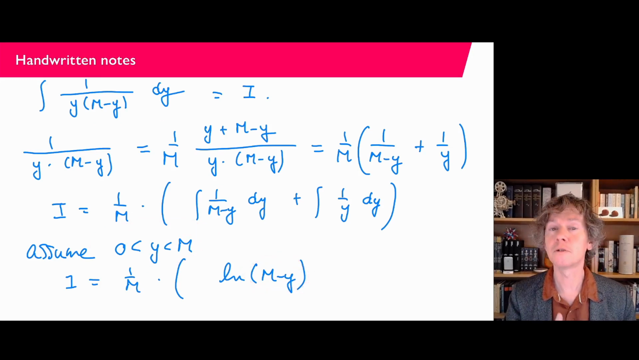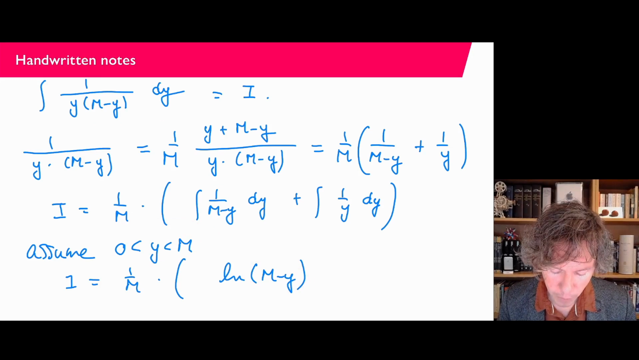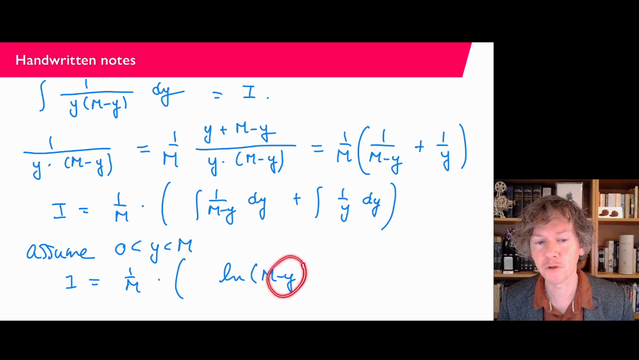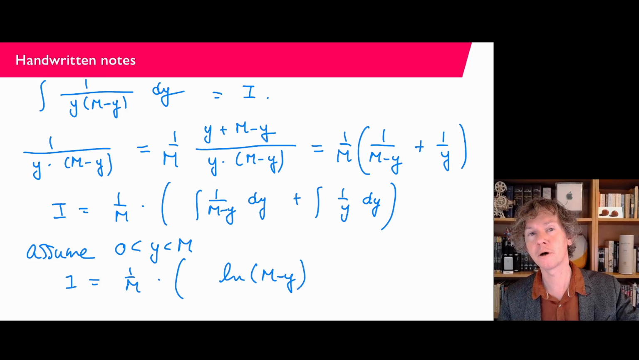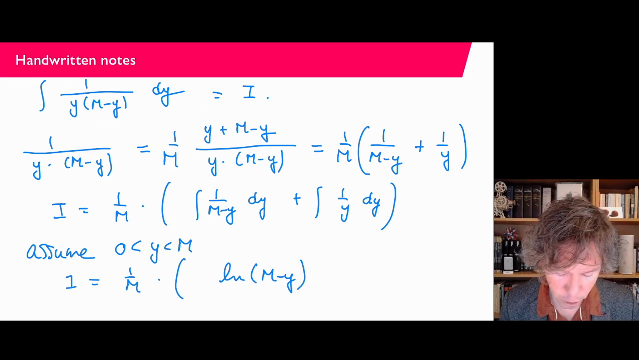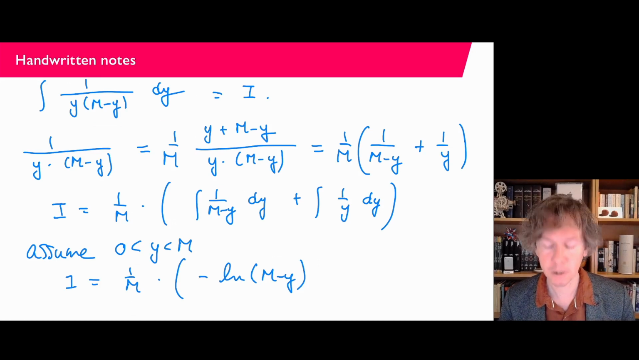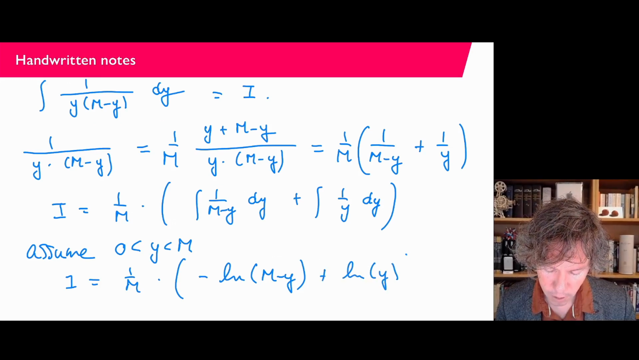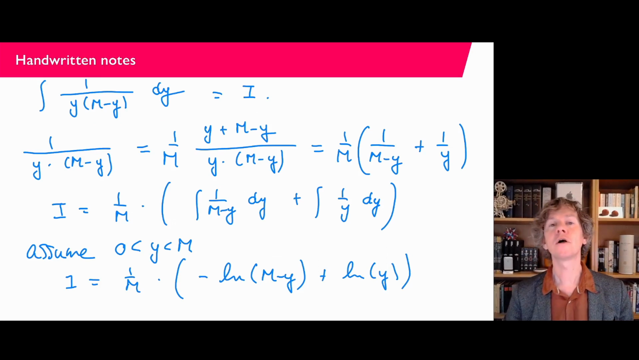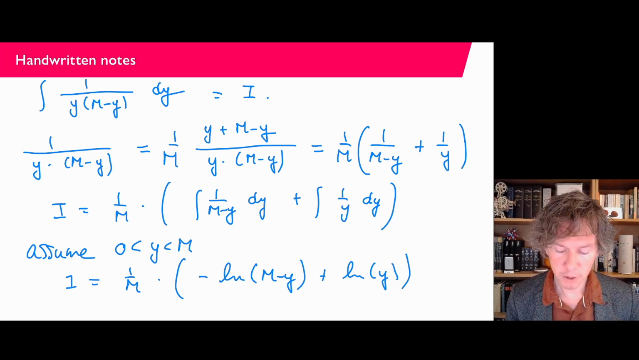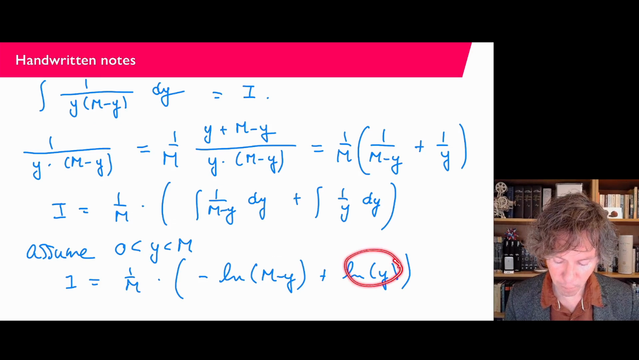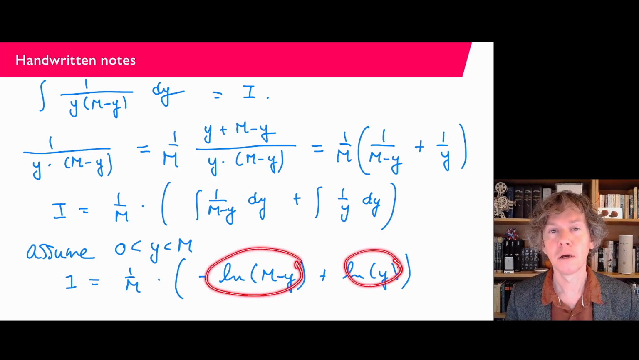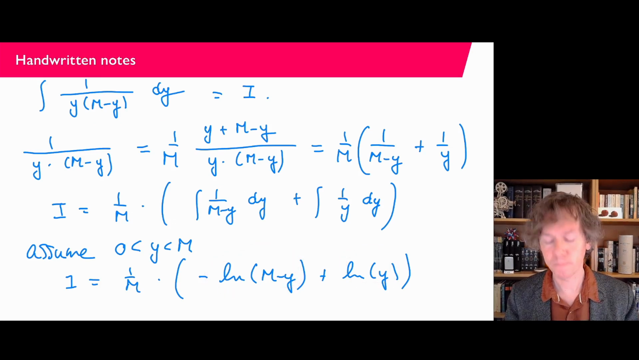There is one tricky bit here that you should remember, because there is a minus y here. If you differentiate, you get 1 over m minus y, but with the chain rule you would get an additional minus sign. So I have to put a minus sign here to compensate for that. And then here we get ln y. And now I have basically the ln of this thing minus the ln of this thing.